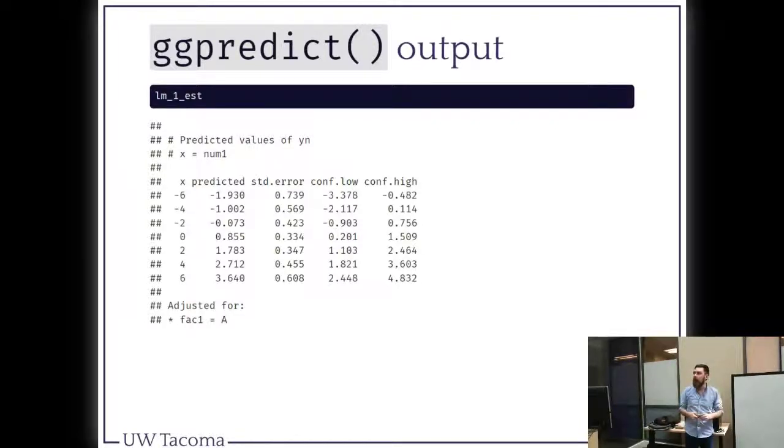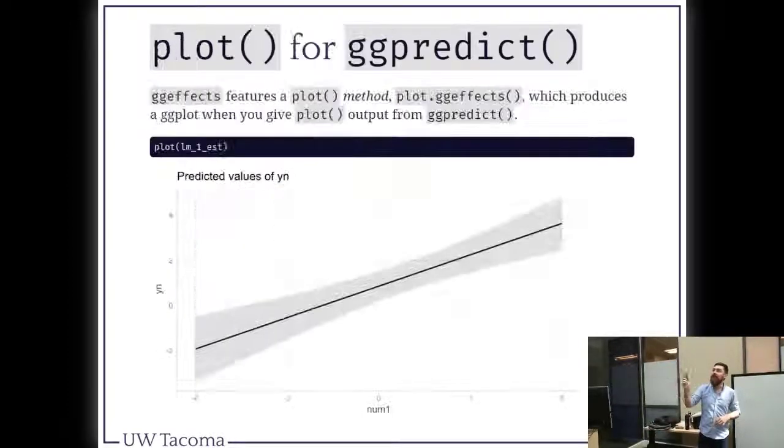I can plot whatever I want. And it says down here that it is adjusted for fact1. So this is saying that these predicted values are based on holding constant that factor variable at one particular level. The level is at level A. So it even tells you what the reference category is that it's being held constant at, which you could change if you wanted. I can just take lm1 est and put it into a plot.